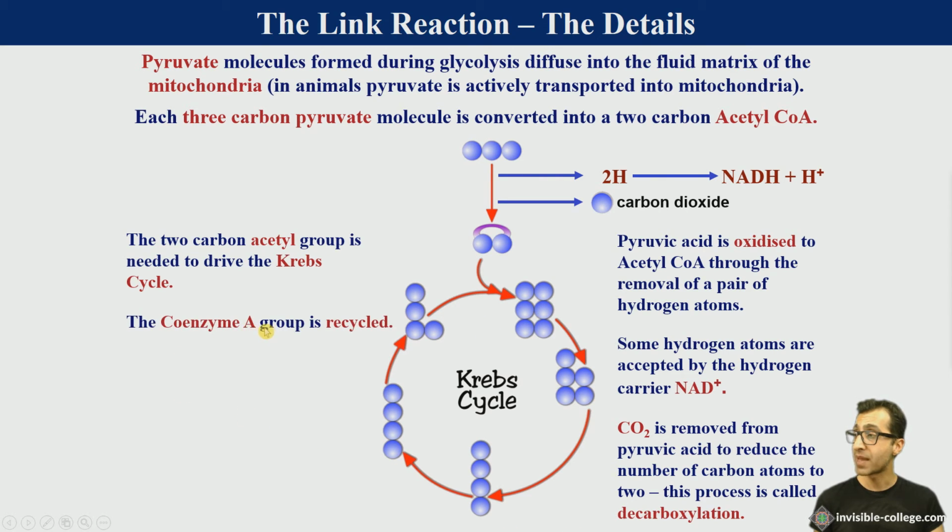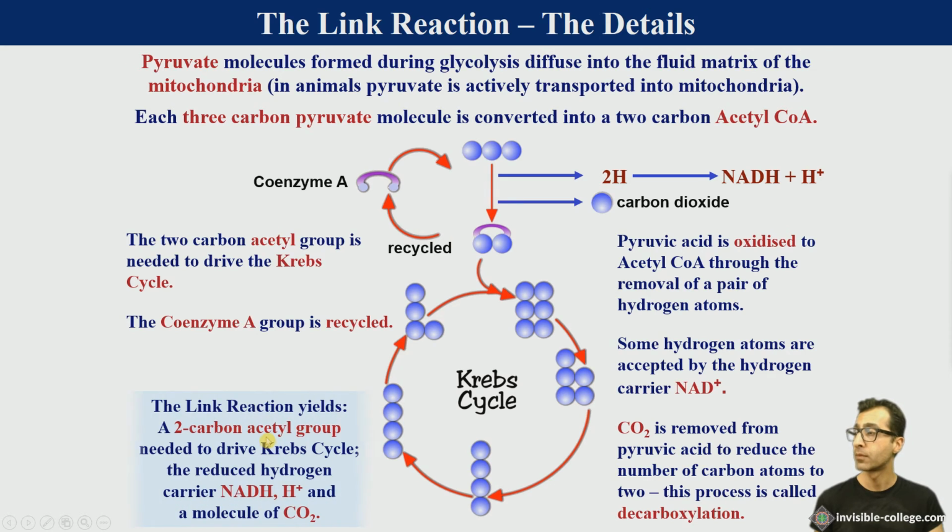So coenzyme A is recycled, as we can see here, back into this process of the link reaction to once again form more acetyl-CoA. So the link reaction overall yields a 2-carbon acetyl group, and again this is needed to drive the Krebs cycle, and also yields the reduced hydrogen carrier, NADH, also a proton and also a carbon dioxide molecule.